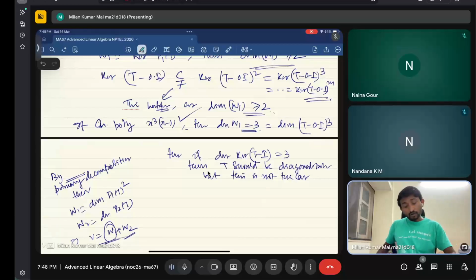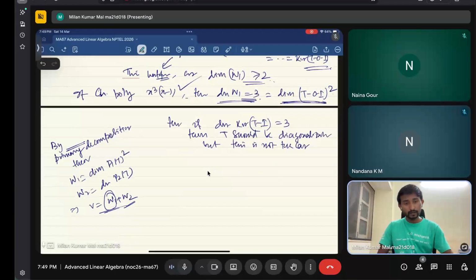Now, by the primary decomposition theorem, the dimension of W1 equals 3, which is actually the dimension of the kernel of T minus 0·I3, right? Now, if the kernel of T minus I is 3 actually, then W1 would still be diagonalizable, but that's not the case. So that means the kernel of T minus I is not 3. That will be less than 3. Okay? Because otherwise, we don't need this fact, right?